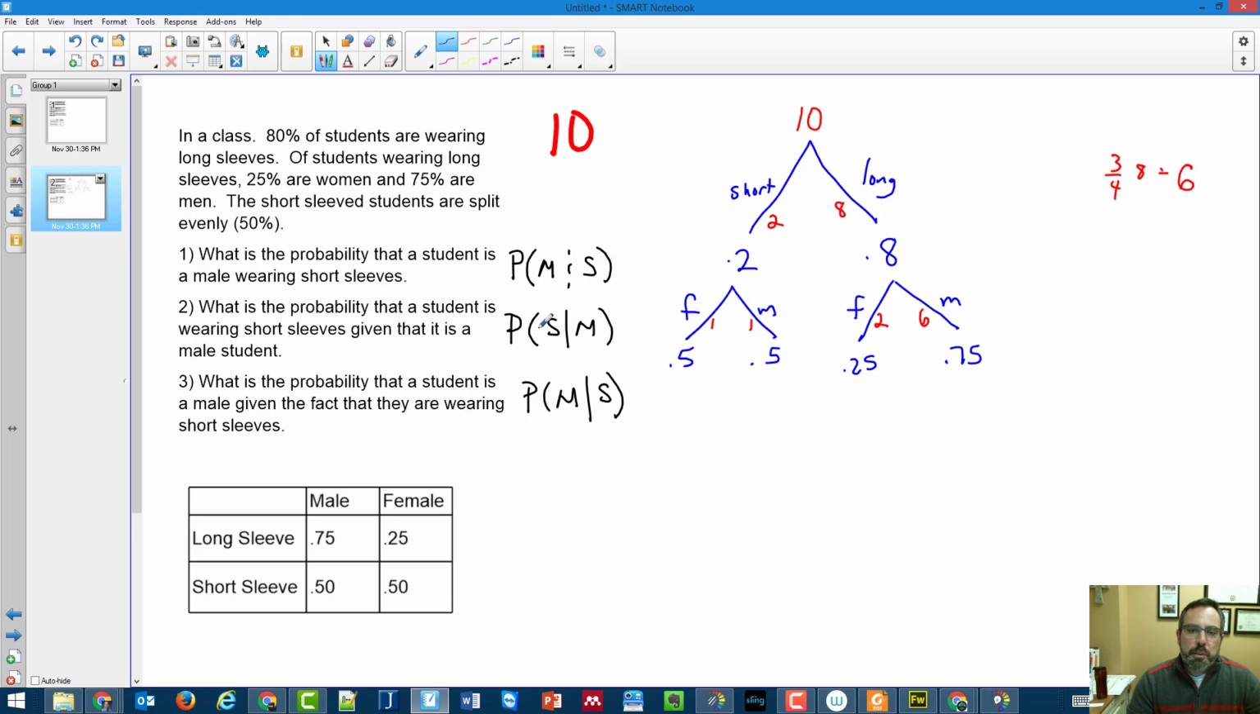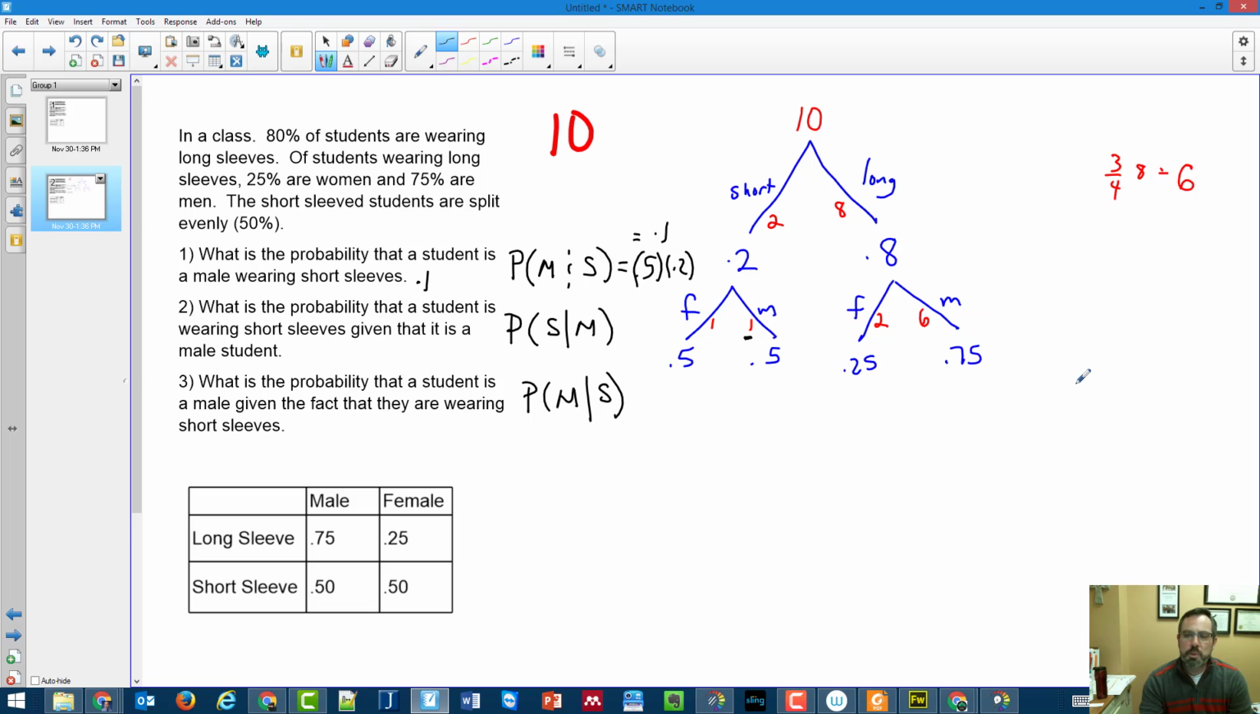Really for us to do that, we're just looking for where this line comes in. Here's short sleeves and male. I already know that there's 1 student, but how do I get to that 1 student? Typically we take 50% of 20% of whatever number I have. So normally I would say the probability is 0.5 times 0.2, and that equals 0.1. If I were to know the number was 10, I'd have 0.1 out of 10. So that's the probability that a student is male and wearing a short sleeve shirt.